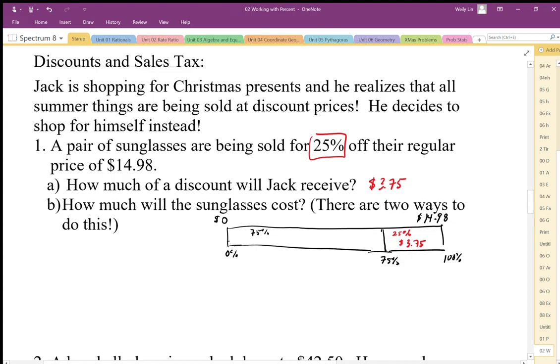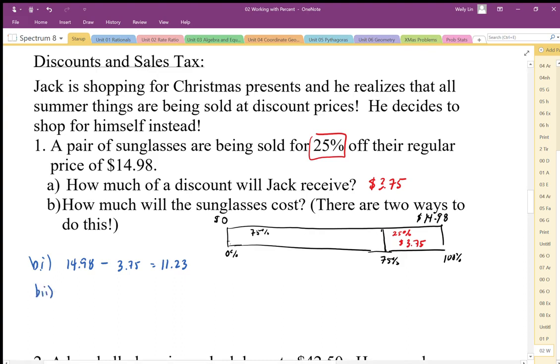So there's two ways to do it. I'll show this in two different ways. So one way we can solve this problem for part B is we can take $14.98 and we can subtract $3.75. Okay, and we get $11.23 approximately.